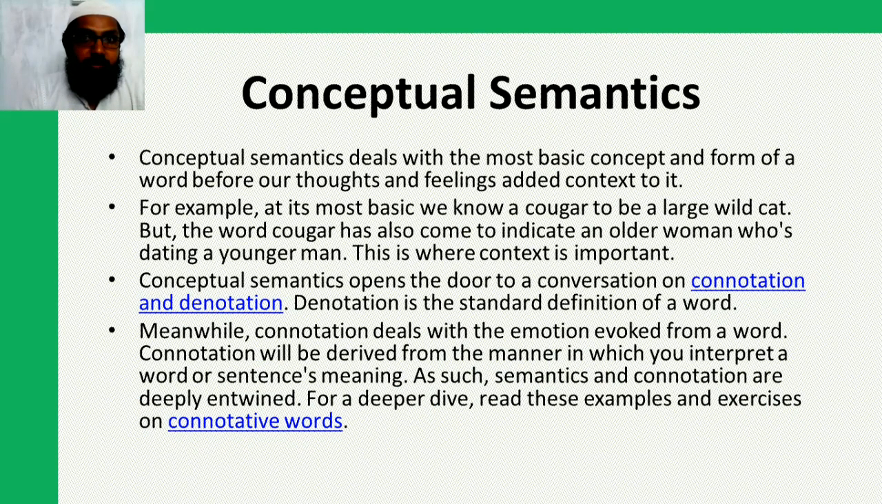Then we are having conceptual semantics. It is more important for us. Conceptual semantics deals with the most basic concept and form of a word before our thoughts and feelings add context to it. For example, at its most basic, we know a cougar to be a large wild cat, but the word cougar has also come to indicate an older woman who is dating a younger man. This is where context is important.